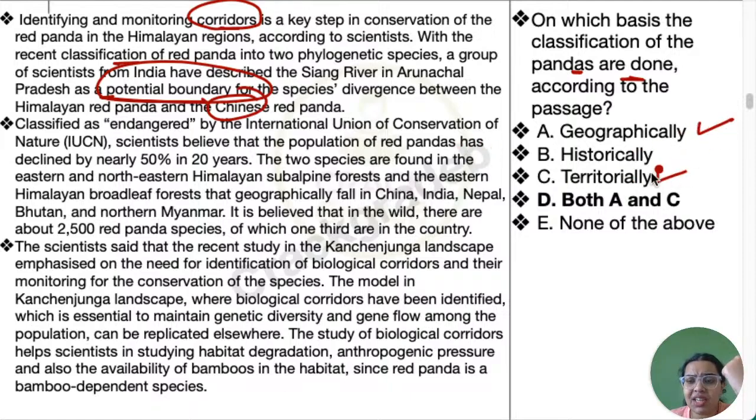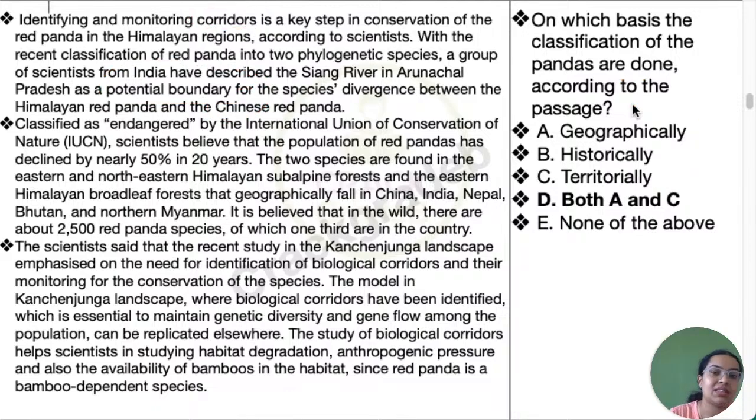So basically, based on a territory, based on geography, based on where they are, territorially and geographically are almost synonyms. Based on territory, based on a specific place means territorially, territory wise, and that's why A and C both were your answers. I hope this is clear to all of you. Yeah, good. Just a second.